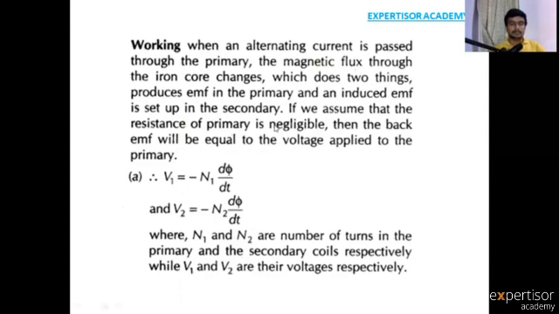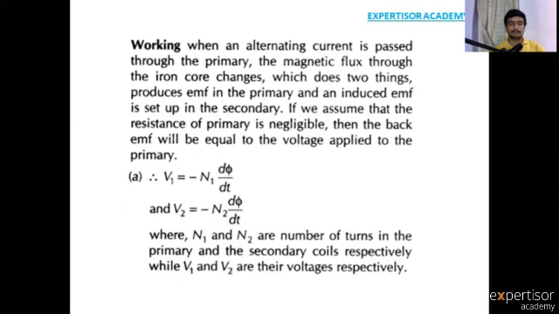The voltage in primary coil V1 is equal to minus N1 into d phi by dt. So here voltage represents the formation of the EMF in primary coil. V2 is equal to minus N2 d phi by dt. Consider V1, V2 as the EMFs. So this equation represents Faraday's law of electromagnetic induction. That is, the induced EMF is equal to the rate of change of flux in the opposite direction.